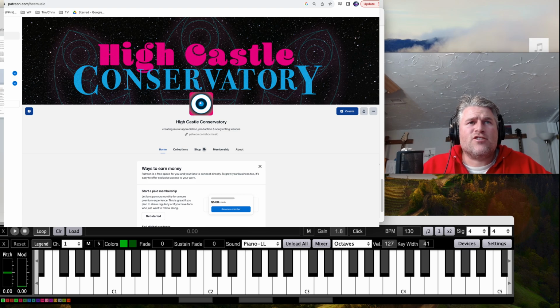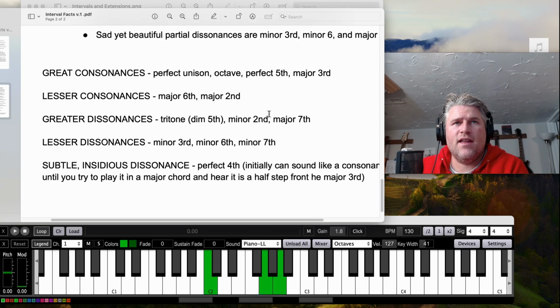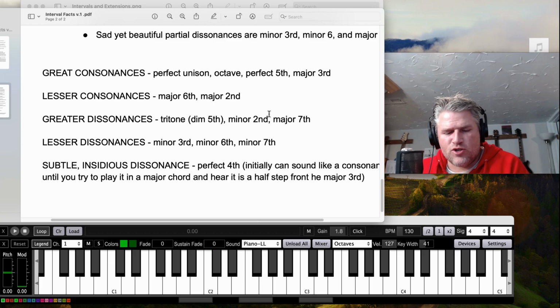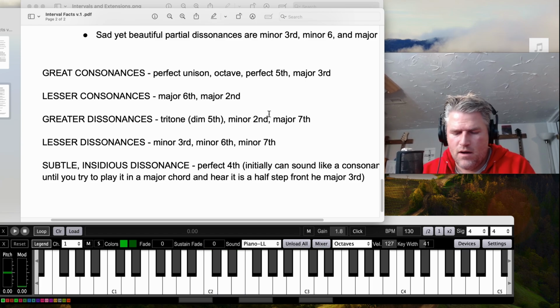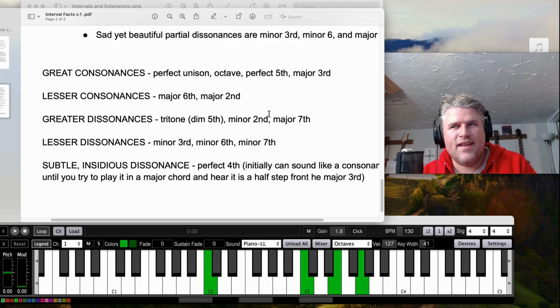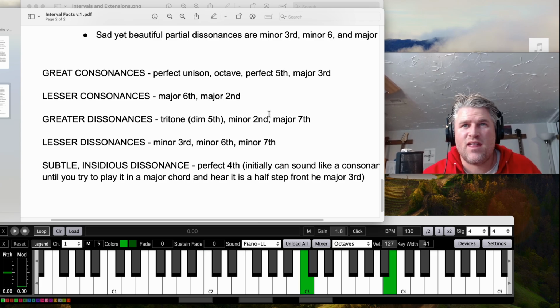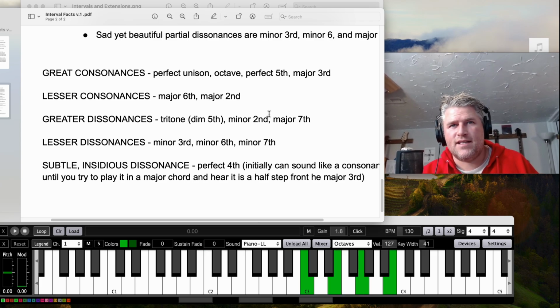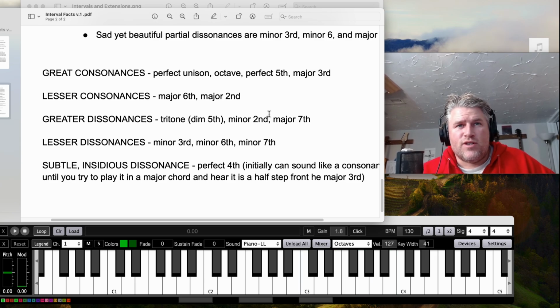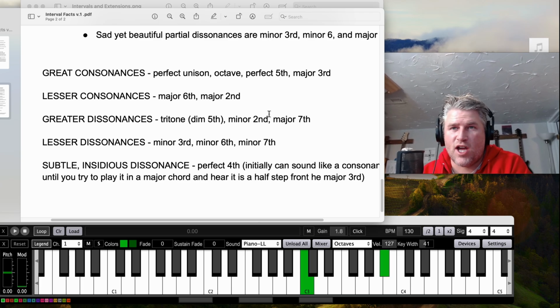So lesser consonances are going to be major 6th, because it's a bit of a dissonance, and major 2nd, right? It's a dissonance and a consonance. It's not a horrible one like this, but it's kind of close, right? Greater dissonances are going to be that tritone or diminished 5th or sharp 4th, and the minor 2nd, and then a major 7th. That's a dissonance. And then the lesser dissonances are minor 3rds, minor 6th, and then the minor 7th or the dominant 7th.